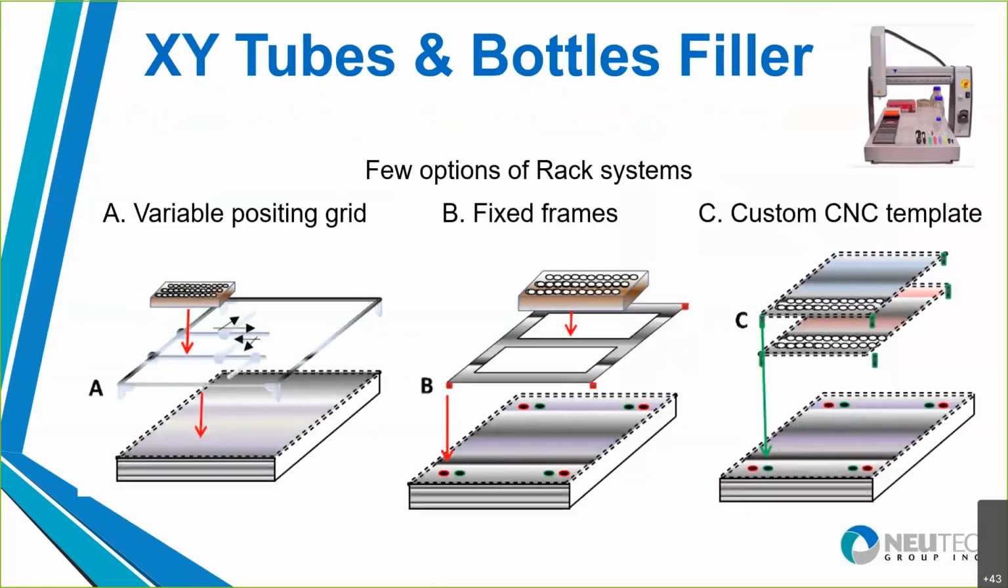And so there's several different choices in terms of racks. You can have variable positioning grids, so you can basically establish a grid system on the system that you can manipulate or change depending on the size. You can have fixed frames if you're going to use the same thing over and over again. And then there are also some custom templates already loaded that you can use for a frequently used application.